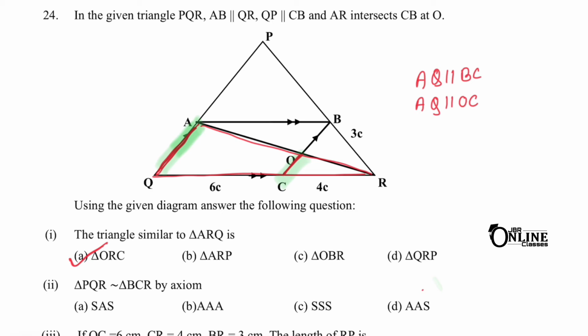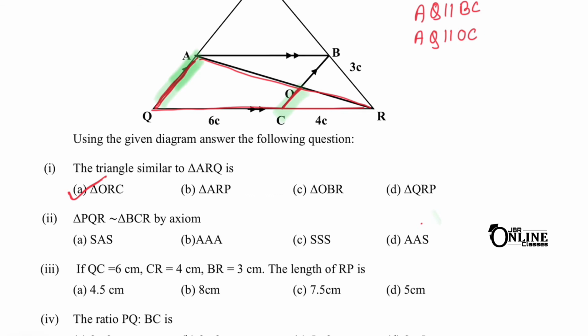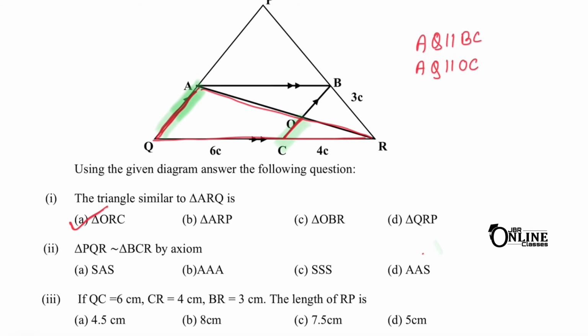Now the next one, number 2. In number 2 you have PQR similar to BCR. That means the whole triangle is similar to BCR. As these triangles are similar, R is the common angle in both BCR and PQR. Next, BC is parallel to PQ, that means this angle equals this one and this one also equals this one. So that means AAA, that is your answer.